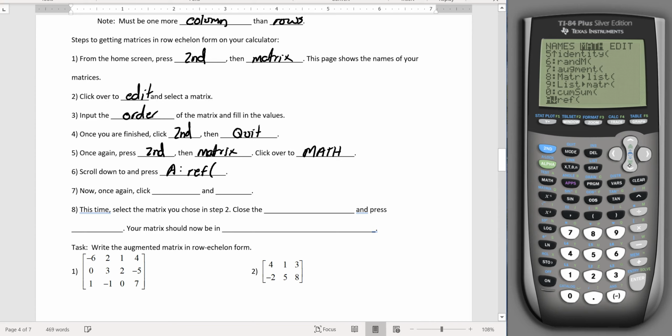And that literally stands for row echelon form, REF, row echelon form. So we're going to press enter once we've found that. And notice now it's saying REF of what? This is where we need to put our matrix. So we'll click second matrix.